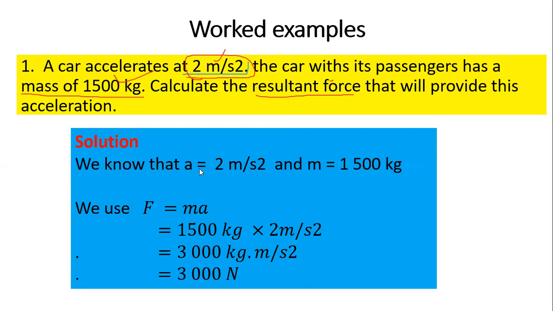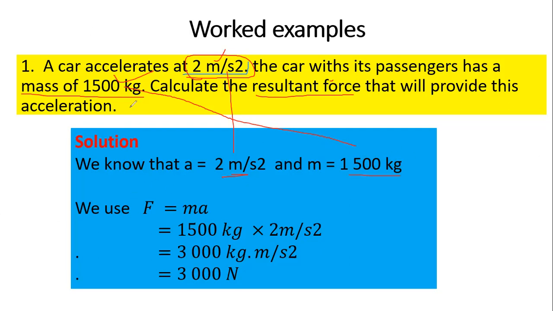So we know that acceleration is 2 meters per second squared, as you saw it here. And then we have mass, so I'm linking these two. This mass is 1500 grams, sorry, it's 1500 kgs. Yes, so that is mass.